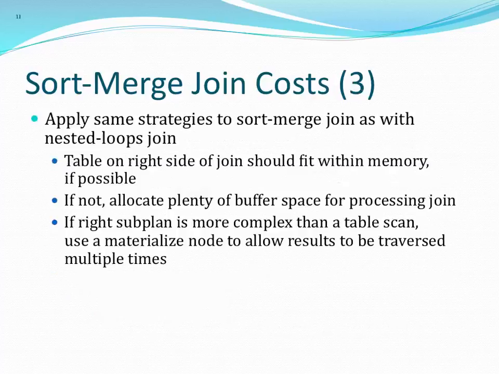So yeah, same strategies for sort merge as you would have on nested loop. Like it says here, the table on the right should fit within memory if it's possible. And if it's not possible, you try to grab as much buffer space as you can to reduce the number of seeks. And like it says here, if the right subplan is more complicated than a table scan, then you would use a materialized node. If you look at Postgres's explain output, you frequently see that if the right subplan is actually a subquery of some kind, that gets materialized all the time. It sorts it, then materializes it, and then it can just treat it like an intermediate table, a derived table that it can just scan.